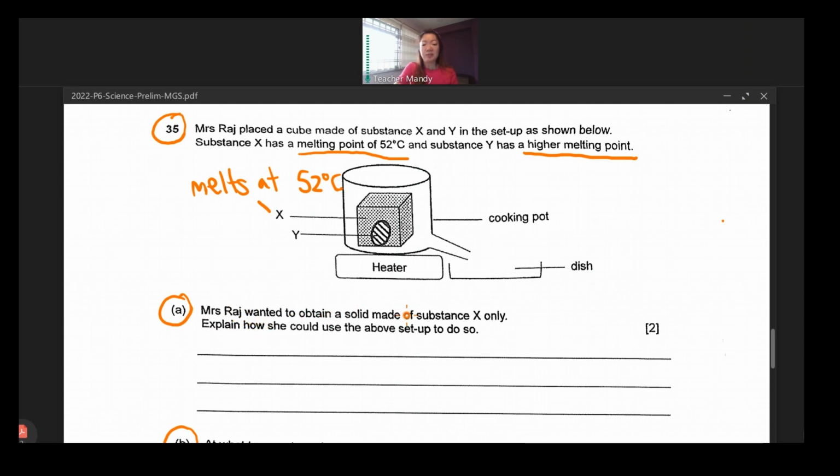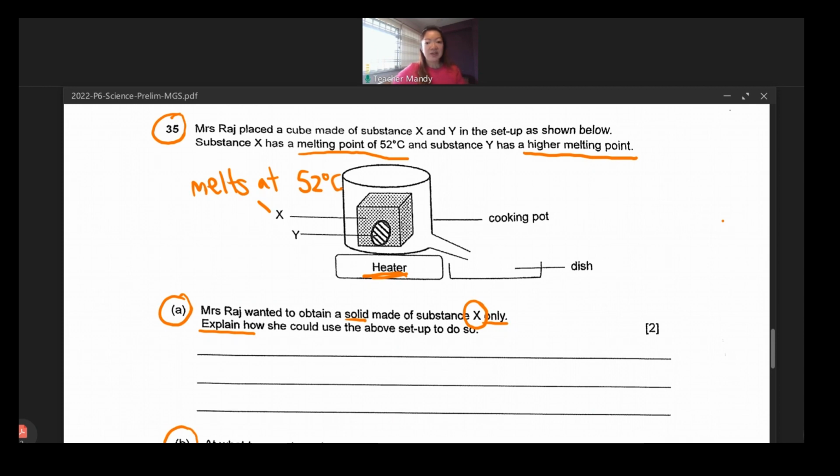Mrs. Raj wanted to obtain a solid made of substance X only. So explain how she could use the above setup to do so. So she only wants X. Now, we do know that the melting point is at 52. And we know that there's a spout that goes into the dish. There's a heater. So all these are clues. Use each and every bit of information in the question to answer.